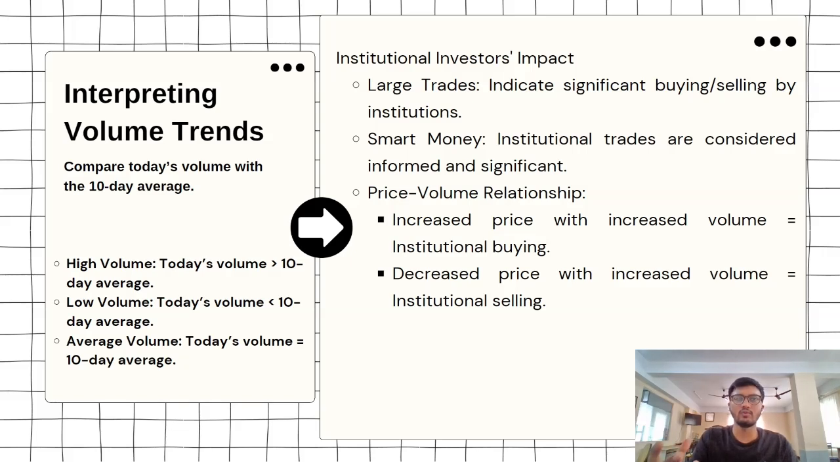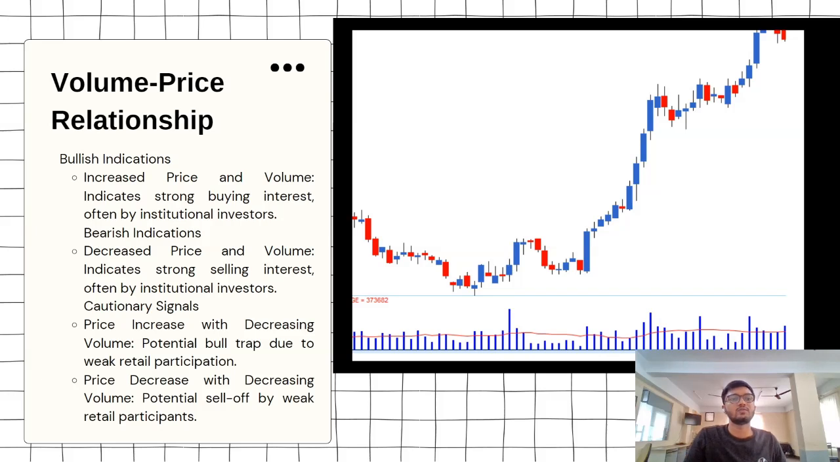If there is more volume and the price movement is bearish or bullish in a particular asset, you can just take the trade in that direction where there is more volume going in. So increased price with increased volume is institutional buying, and decreased price with increased volume is institutional selling, as I was talking about. So the volume price relationship, as you can see, this is the 10 days moving average.